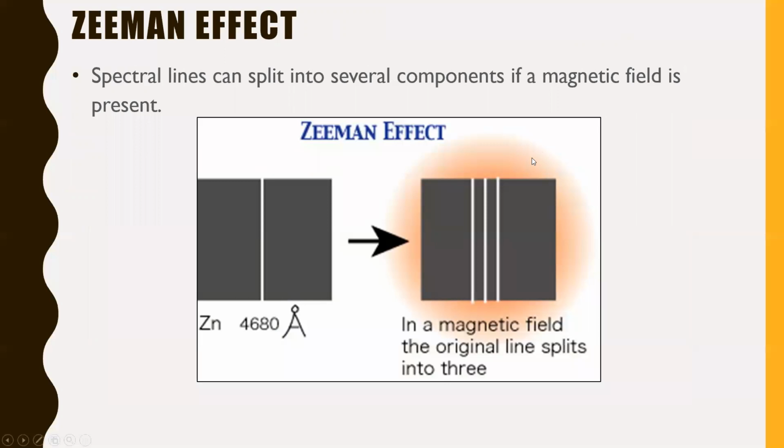So with the Zeeman effect, that's just where spectral lines can split into several components if a magnetic field is present. This is an awful picture. I don't remember where I got this from, but basically under normal circumstances, you get a bright line right here. I don't know why they didn't put it in color, that's the most annoying thing. But if you brought in a magnetic field, it'll split that line up. Bohr's model doesn't explain why that happens. We don't even need to know why that happens.